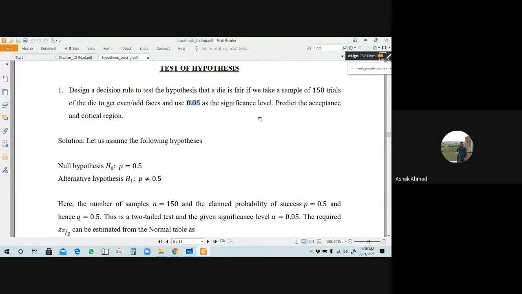So from here, we have to determine the acceptance and rejection regions. The rejected region is also called the critical region. Since the die is fair, from here we have to determine the even and odd faces. We know a die has how many outcomes? 6 outcomes. Of which, how many are even and how many are odd? Tell me, guys, 3 even and 3 odd, right? So 3 even and 3 odd.